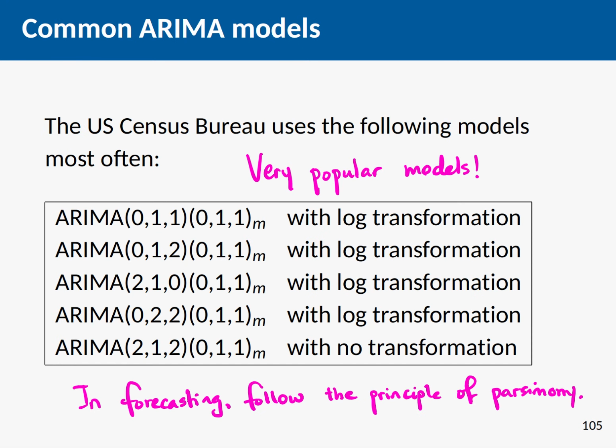Some common ARIMA models that are used by the US Census Bureau are written out here. These are all models that are used with log transformations once you've stabilized the variance. And these are very popular models. If you look, these are so simple, because these don't contain as many lags for seasonal or for regular components. Okay, very popular models, and this reminds us that in forecasting, the best models sometimes are the ones that follow the principle of parsimony.